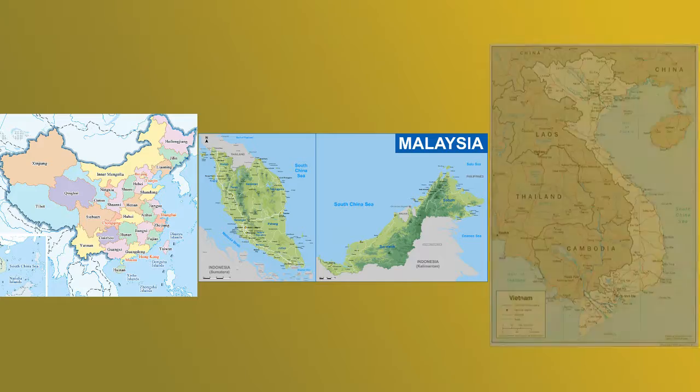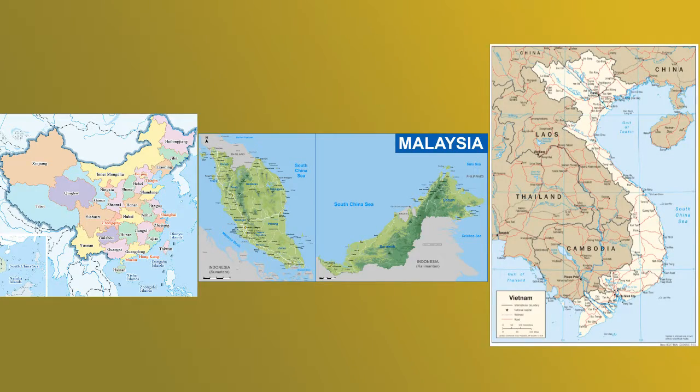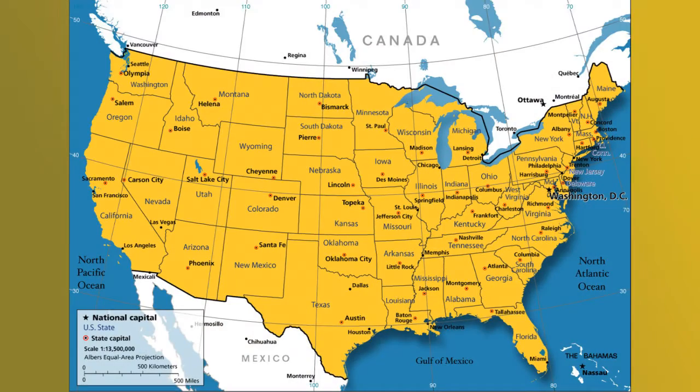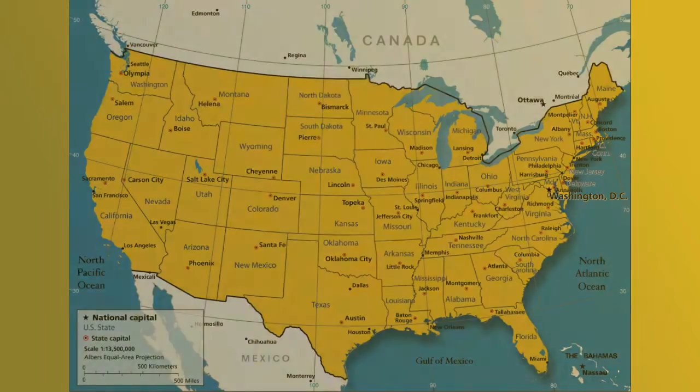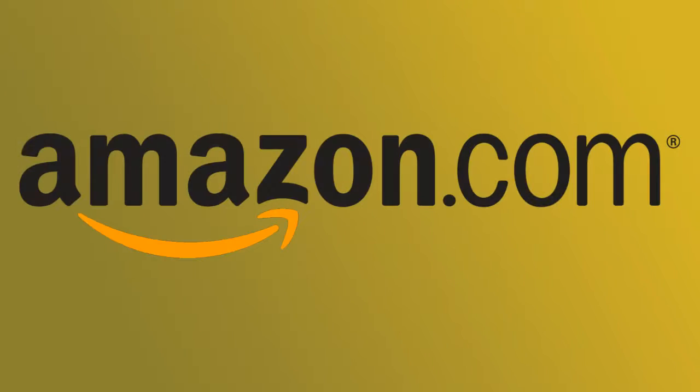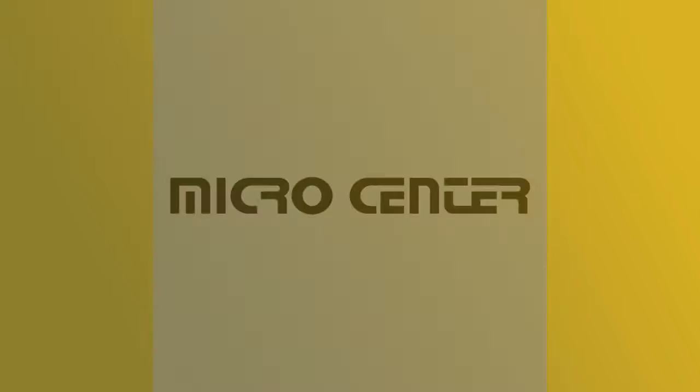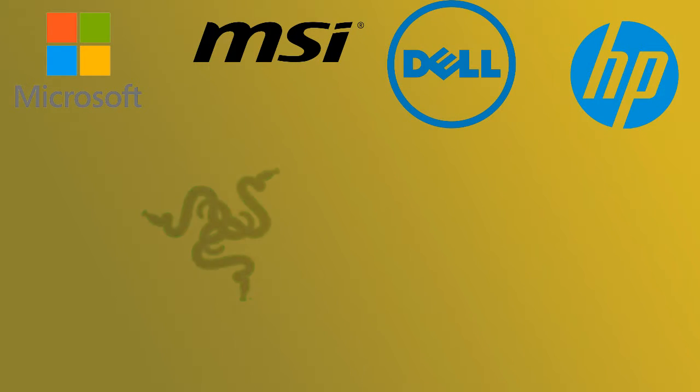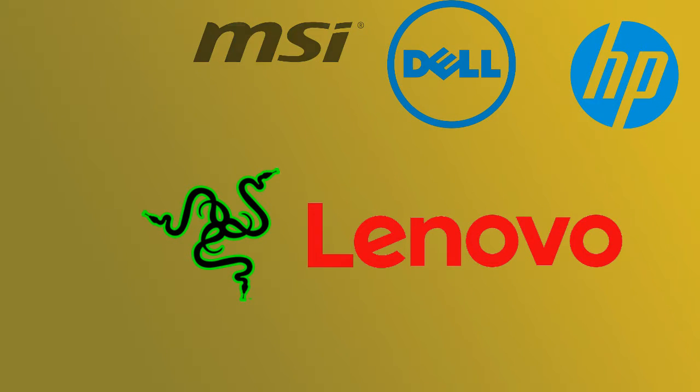After all the materials are obtained, they are shipped off to places in Asia like China, Malaysia, and Vietnam, but it's also shipped to places in America too. After that, it is shipped to stores like Amazon or computer stores like Micro Center here in Chicago, but most are shipped to PC manufacturers like Microsoft, MSI, Dell, HP, Razer, Lenovo, and the list goes on.